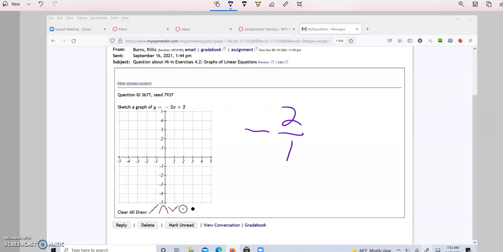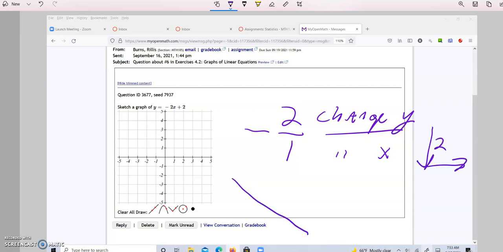I told you the other day, when we have a slope, -2 is the same thing as -2 over 1 because it's change in y over change in x, okay? That means if I know a point to start at on a line, I go down 2 and over 1, because remember, a negative slope looks like that.